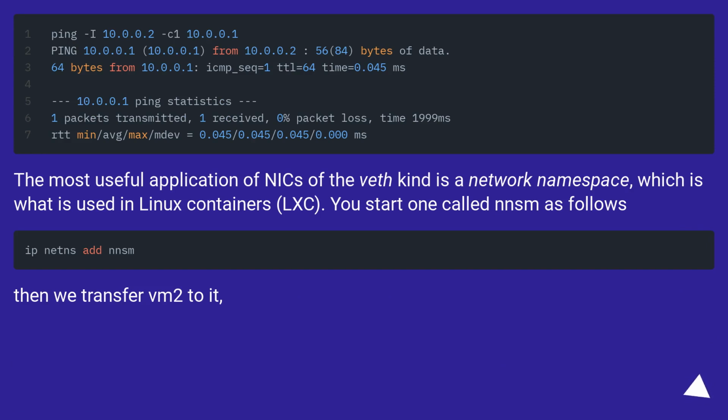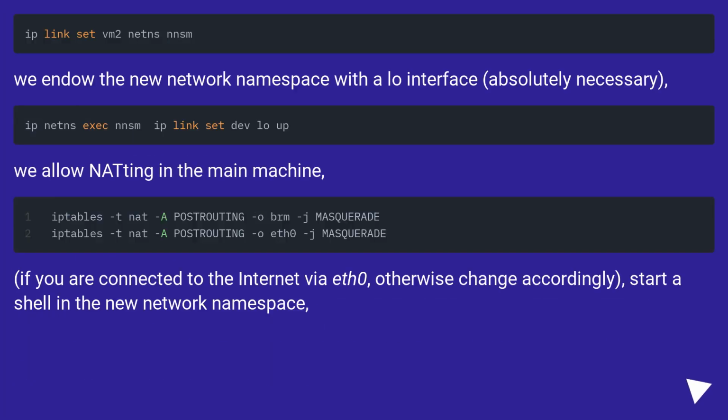The most useful application of NICs of the veth kind is a network namespace, which is what is used in Linux containers, LXC. You start one called NNSM as follows. Then we transfer VM2 to it. We endow the new network namespace with a lo interface, absolutely necessary. We allow NATing in the main machine. If you are connected to the internet via eth0, otherwise change accordingly, start a shell in the new network namespace.